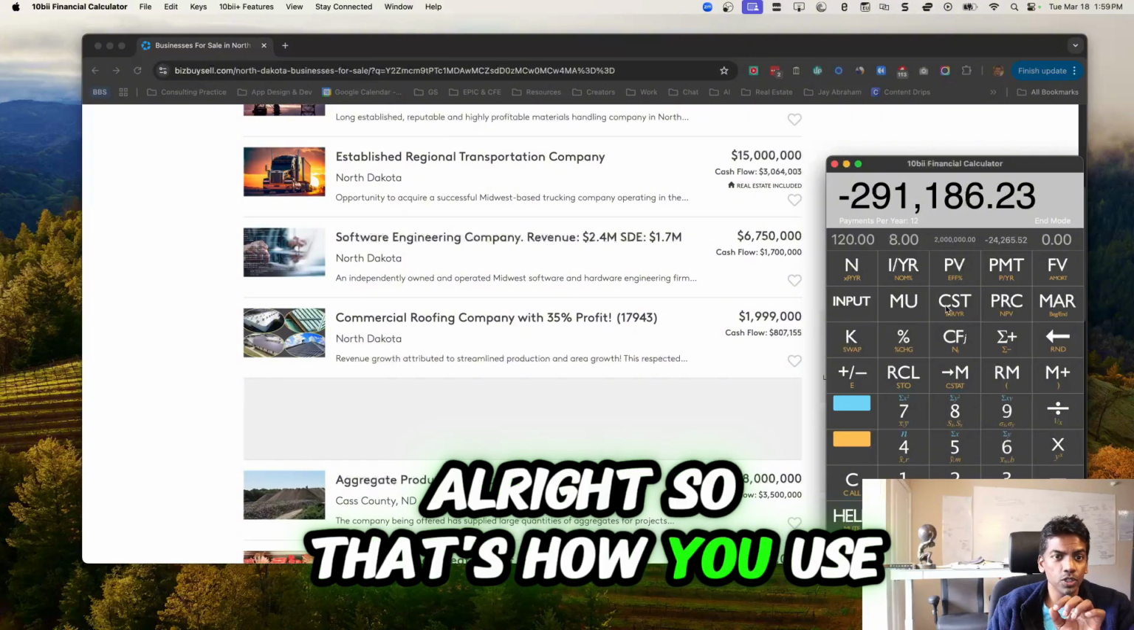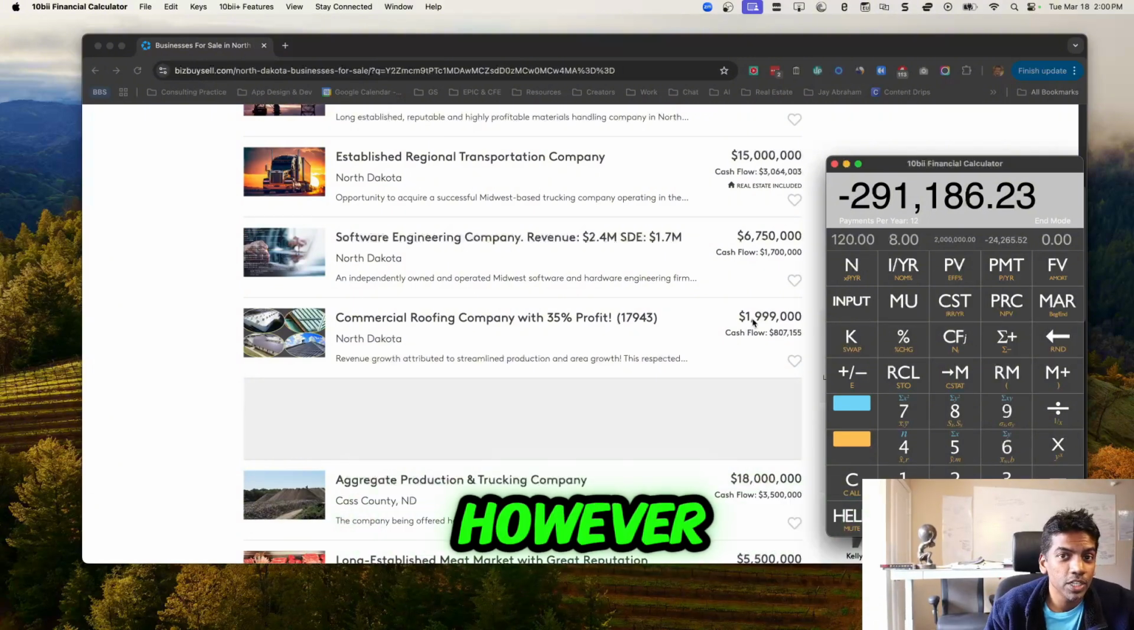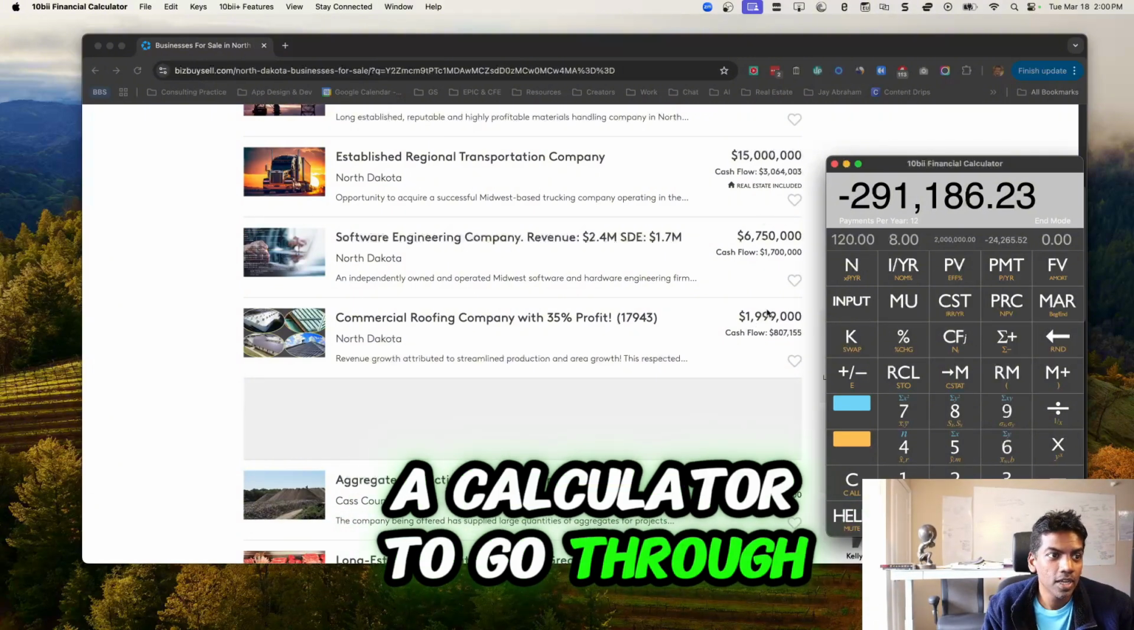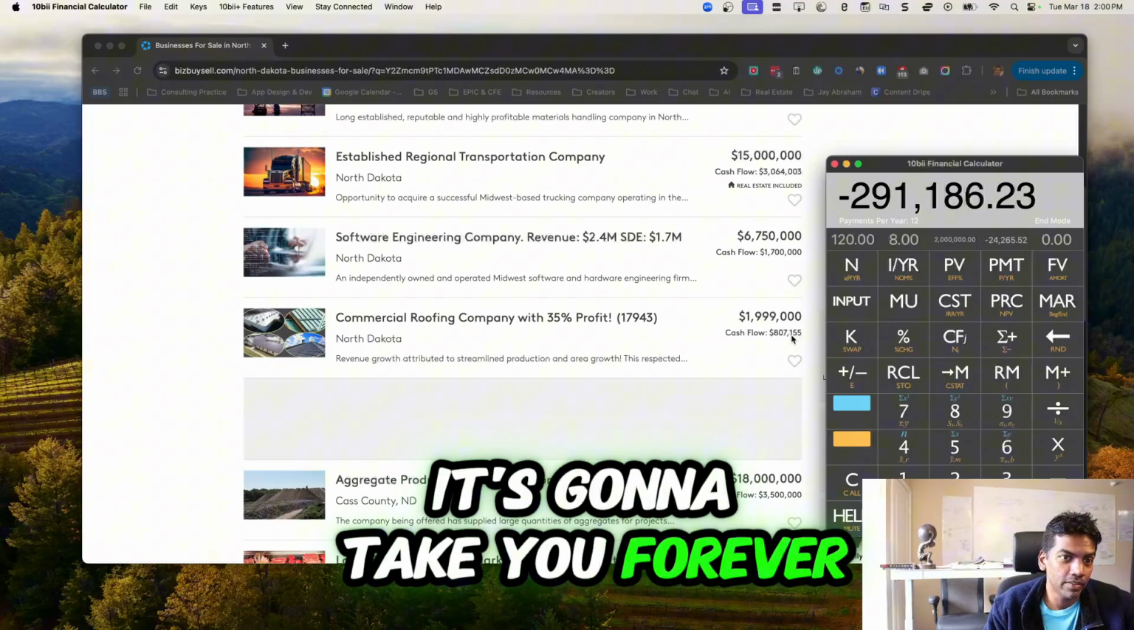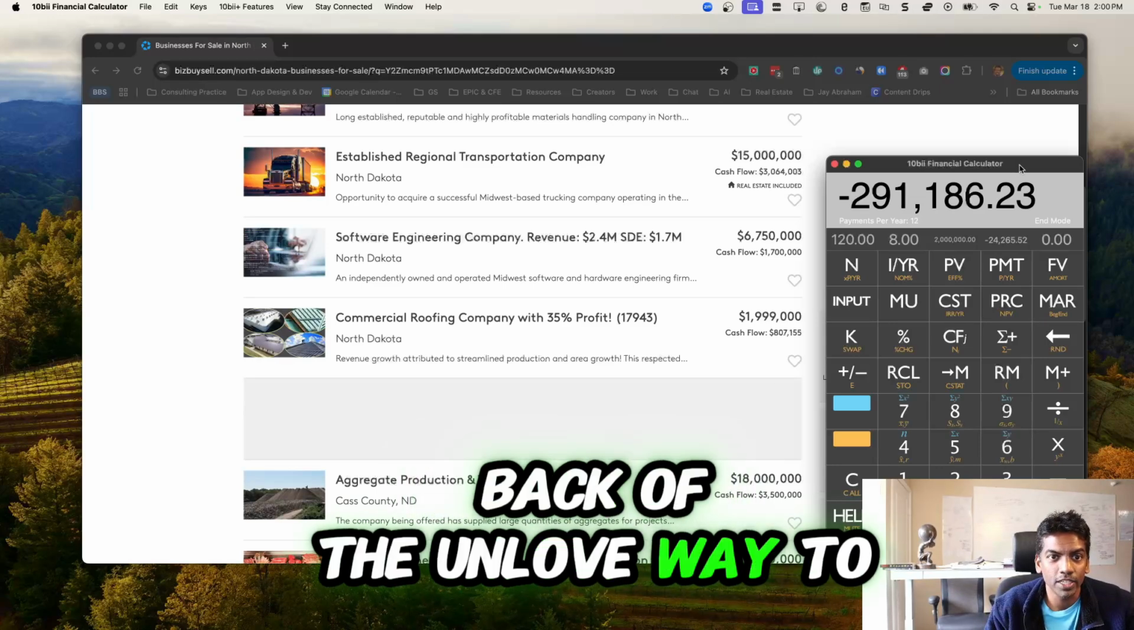Right? So that's how you use this calculator. However, you don't want to use a calculator to go through every deal that's out there. It's going to take you forever. So I'm going to show you a back of the envelope way to do this.